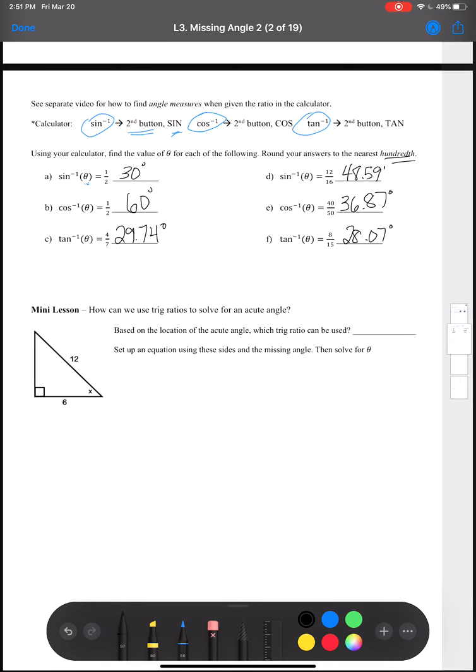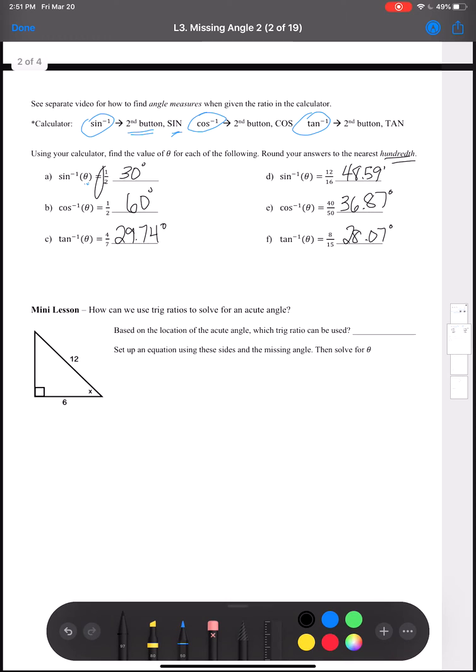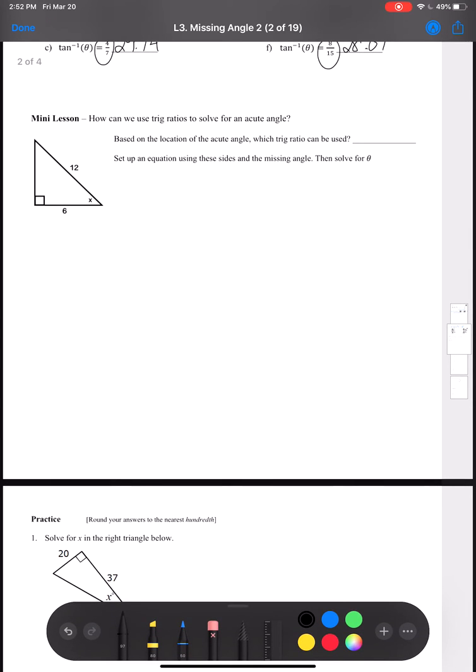Okay. So how are we going to use this to find a missing angle measure? Well, we're obviously going to be setting up this fraction. We're going to be figuring out, based on a triangle, what this fraction is, for all 6 of these, and we're going to use the calculator just like we did for those. So if we look at this example, how can we use trig ratios to solve for an acute angle? What we're going to do is exactly what we did for the missing sides. We're going to set up a trig ratio equation.